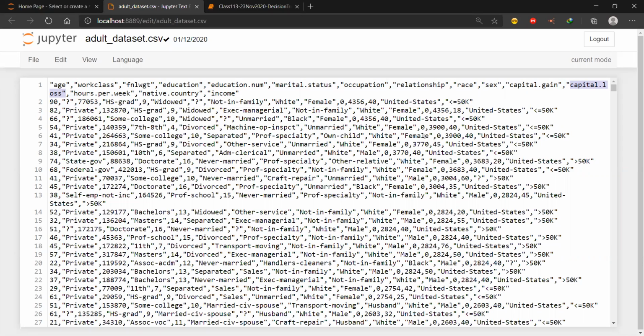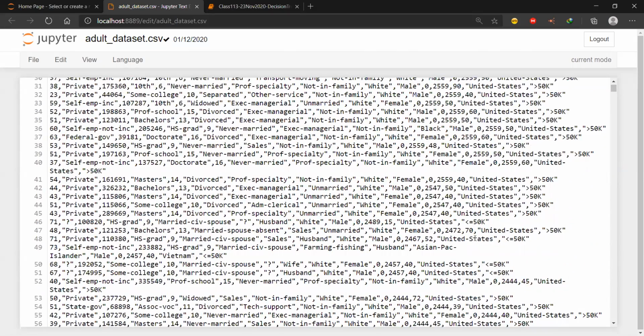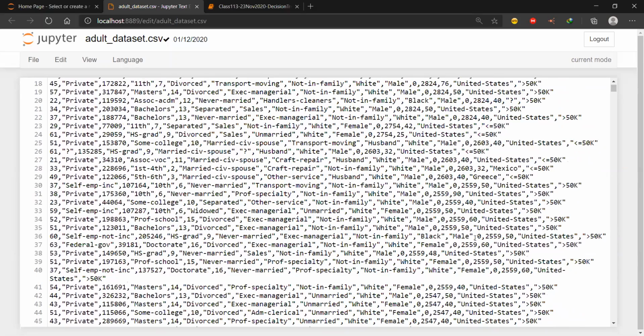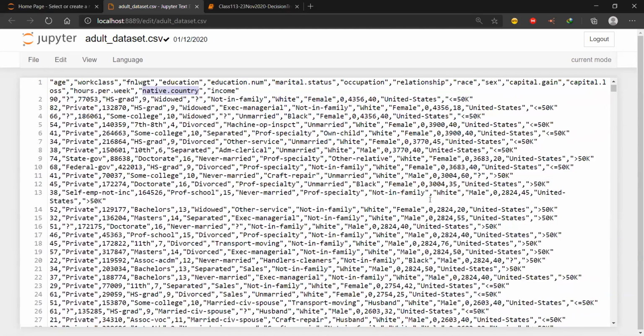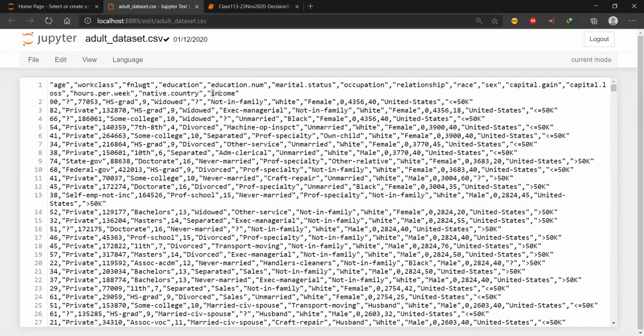Now the next feature is hours per week. Then the native country. I believe everything is United States, if I'm not wrong. But we will see. I just saw one entry for Asia Pacific and Vietnam also. It can be other countries also. And then I have the final target variable, which is either less than or equal to 50k or greater than 50k.